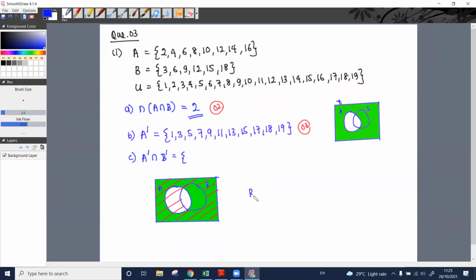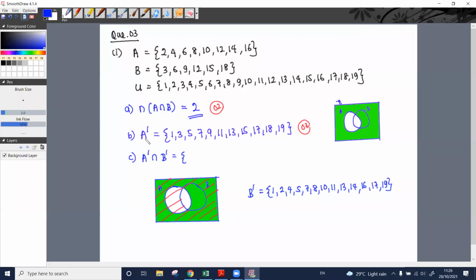Likewise, we can have the set of B dash. What should it be? The set of B dash. If we say the set that does not belong to B, what comes there? 1, 2, 4, 5, 6 is there, 7, 8, 10, 11, 13, 14, 16, 17, 19, yes, 19. This is the set of B dash.